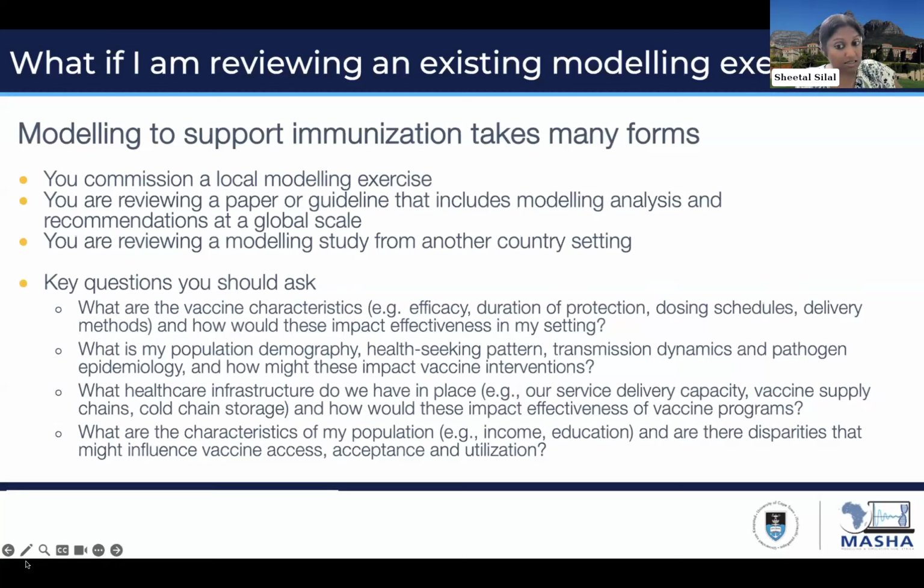What is the efficacy assumption and the duration of protection? What dosage schedules were used in that study? Did that study have implemented perhaps a 2-dose schedule, but you're considering a 1-dose schedule? So will those results be directly applicable to you? How will that impact you? What is your population demography and health-seeking pattern? Are they similar to where the study was conducted? How might those impact vaccine interventions?